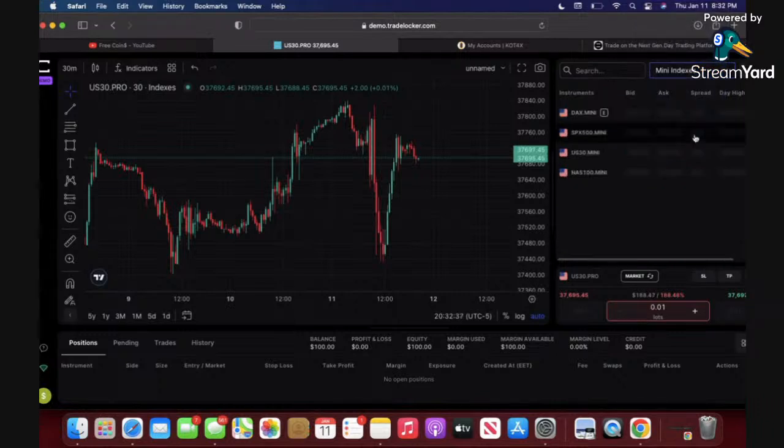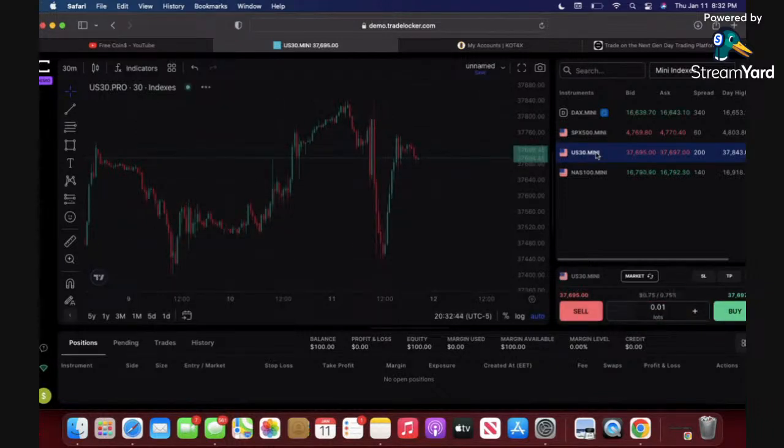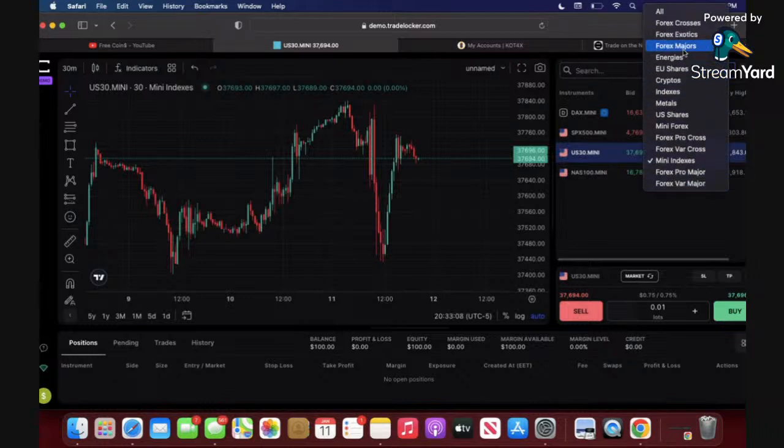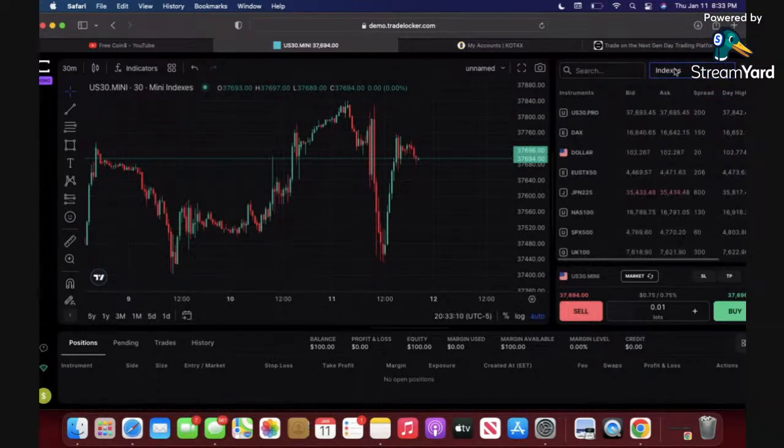So I can go to mini, and then I can go over to US 30. Now it's going to be the same chart, it's not going to change anything, but now I'm able to actually trade on US 30. It's still not going to let me over leverage myself, but with TradeLocker offering minis, I'm able to trade the NAS 100, US 30, the S&P 500 during the same time span as everybody else and still make my money until I'm able to switch over and go on the actual US 30.